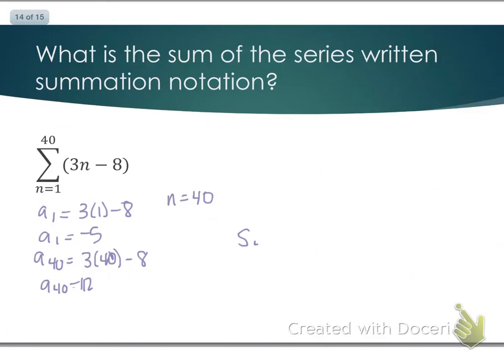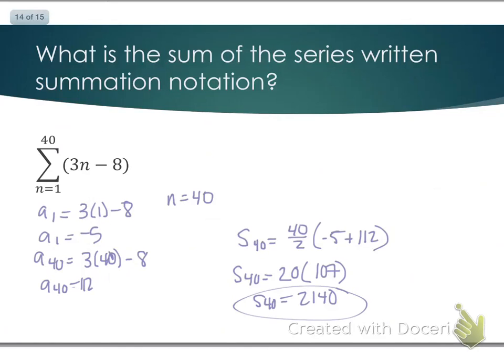So I do S of 40 equals 40 over 2, my first term, my last term. 40 divided by 2 is 20. -5 plus 112 is 107. We multiply it to get 2,140. So that means if I plugged in the numbers 1 through 40 into my explicit equation, added all those numbers up, the sum would be 2,140.